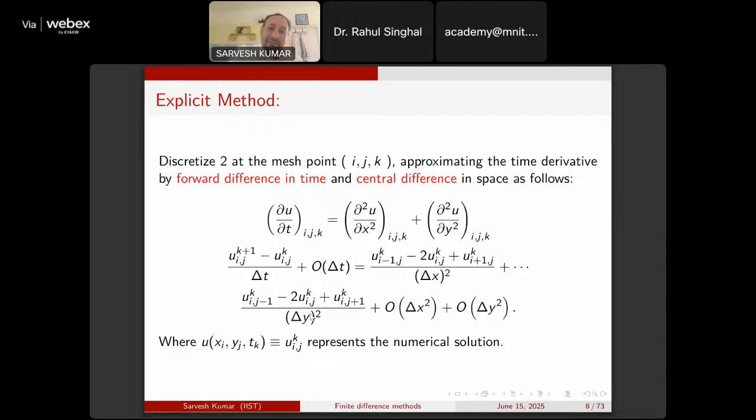So what happens? Consistency means what? You have a finite difference scheme. The FDE should behave like your PDE. It just becomes your PDE when delta t, delta x, delta y tend to 0. You can see that from here itself. When delta t tends to 0, delta x tends to 0, delta y tends to 0, this actually becomes your PDE. This is the meaning of consistency. Your finite difference scheme becomes your PDE. That's all.